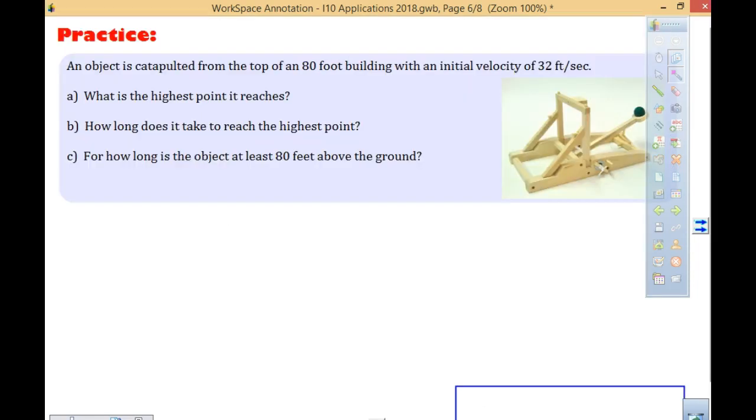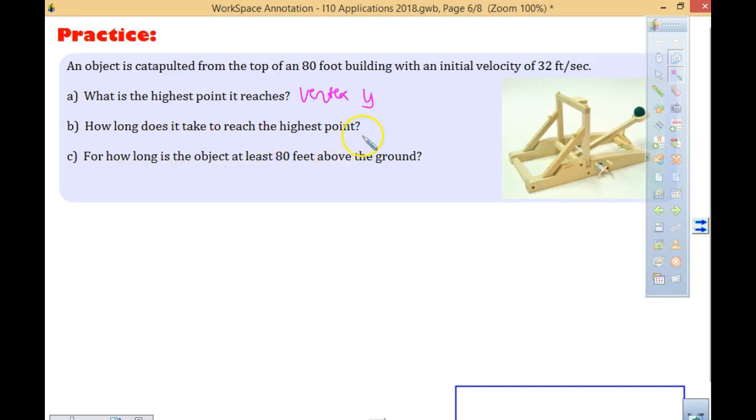Last part. 2 more questions left in your notes that we need to look at. This one says, an object is catapulted from the top of an 80-foot building. The initial velocity is 32 feet per second. What is the highest point it reaches? What are we trying to find there? Vertex. Which part of the vertex? X or Y? This is the Y vertex.